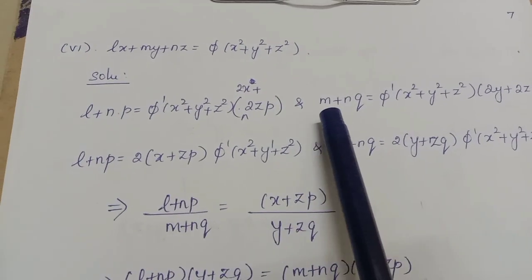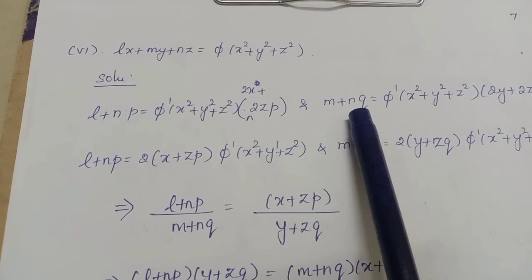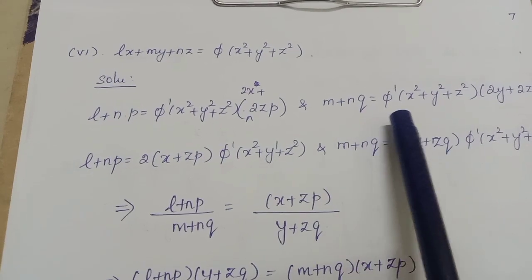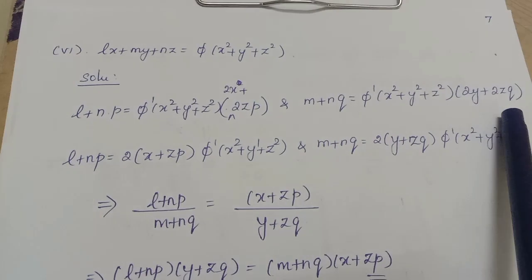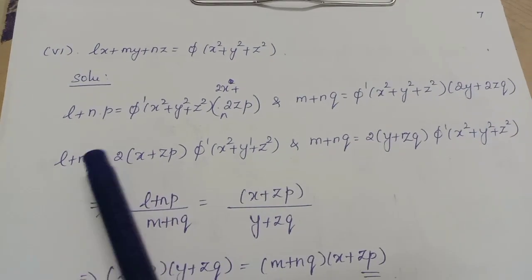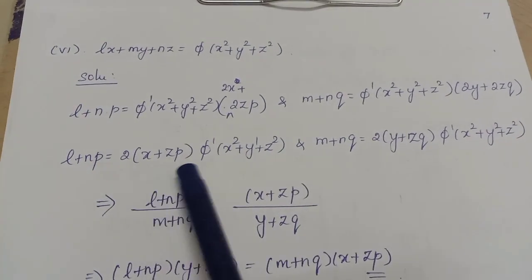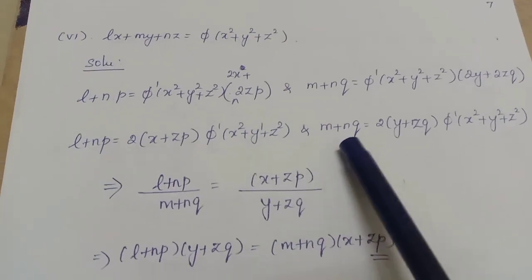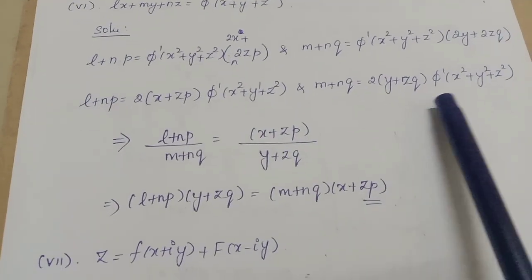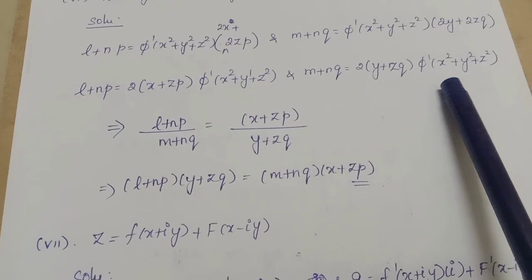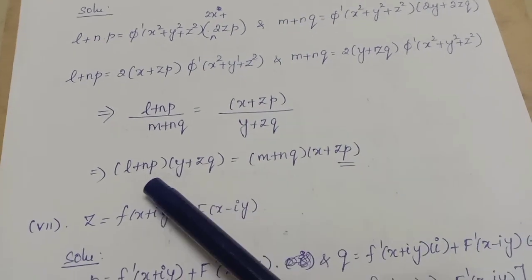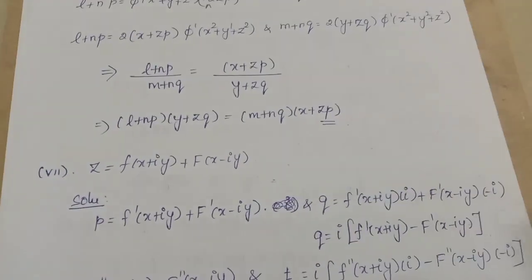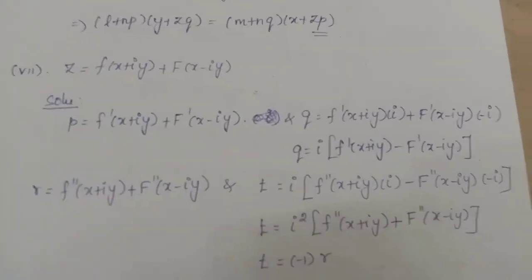So Lx will become 0. M plus n into dou z by dou y is q. M plus nq equal to phi dash of x square plus y square plus z square into 2y plus 2z into q. Okay. So L plus np equal to 2 into x plus zp into phi dash, and m plus nq equal to 2 into y plus zq into phi dash. So just by dividing these two equations, this phi dash gets eliminated and I have this equation. So you can simplify till whichever form is required.